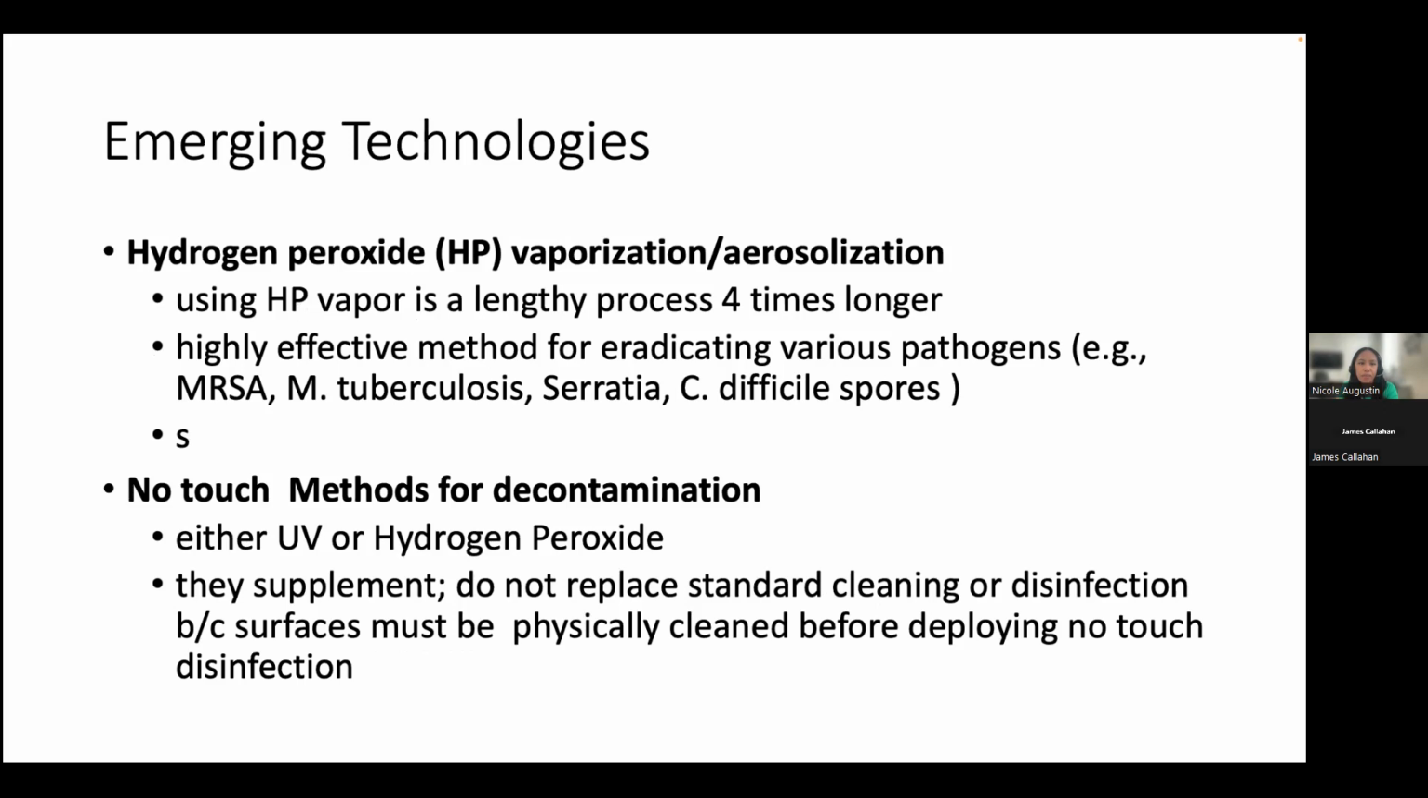Hydrogen peroxide vaporization and aerosolization. Using HP vapor is a lengthy process, 4 times longer. However, it is highly effective for eradicating various pathogens such as MRSA, tuberculosis, Serratia, and C. diff spores. There are also no-touch methods for decontamination, either UV or hydrogen peroxide. They supplement, but do not replace, your standard cleaning and disinfection, which must be done before deploying a no-touch disinfection.